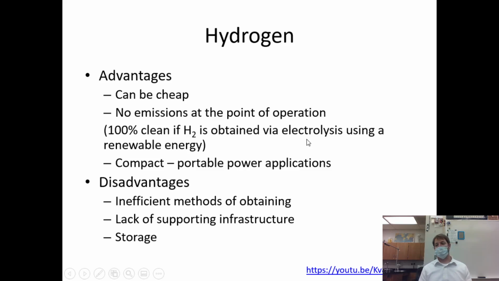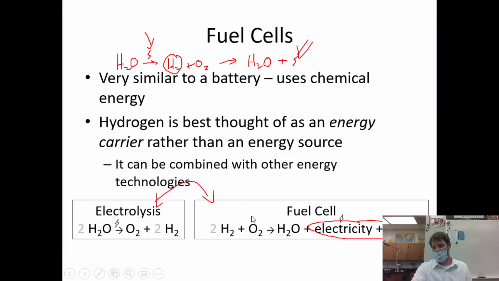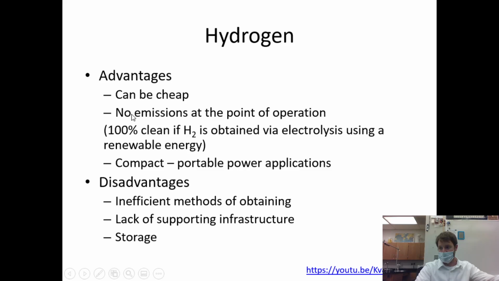Advantages of hydrogen: it can be cheap. There's no emissions at the point of operation, which means when I'm operating a fuel cell, look at the emissions: water, electricity, heat. There's no carbon dioxide, there's no NOxes or SOxes, no nitrogen oxides and sulfur oxides, there's nothing like that, it's just water. So no emissions at the point of operation. 100% clean if hydrogen is obtained via electrolysis using renewable energy. It's compact, so I can compress hydrogen into gas cylinders, which makes it portable.